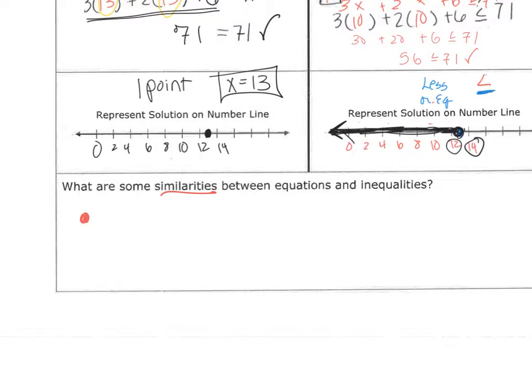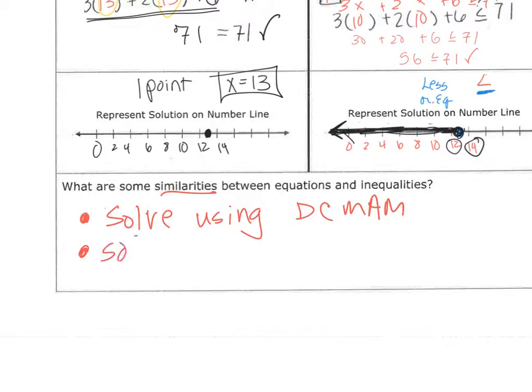So one of the things that's the same is you solve, oh wait, you guys can't read cursive. Sorry. You solve using don't call me after midnight. Or you could say you solve them the same way. Is there anything else that's the same? Okay, the solution can be graphed on a number line.